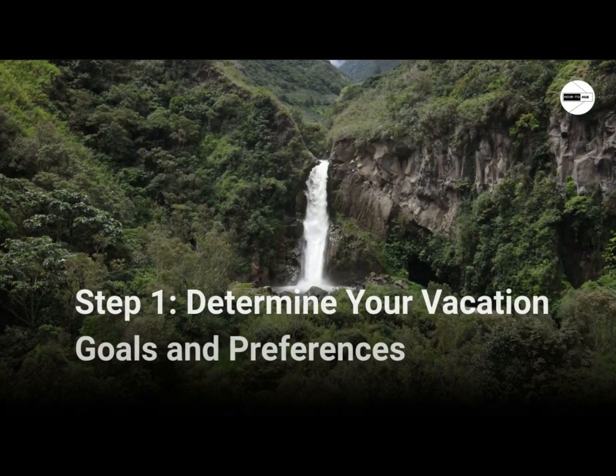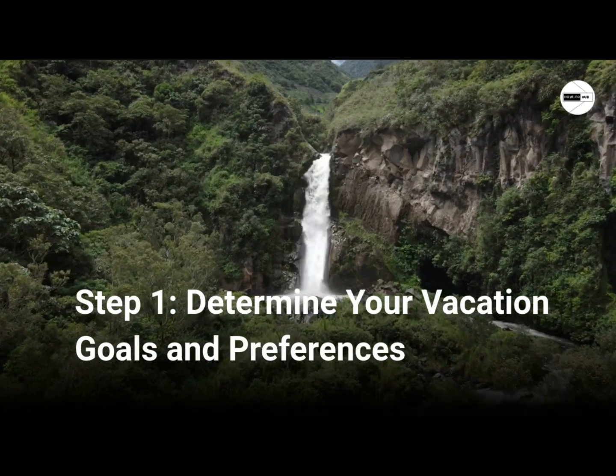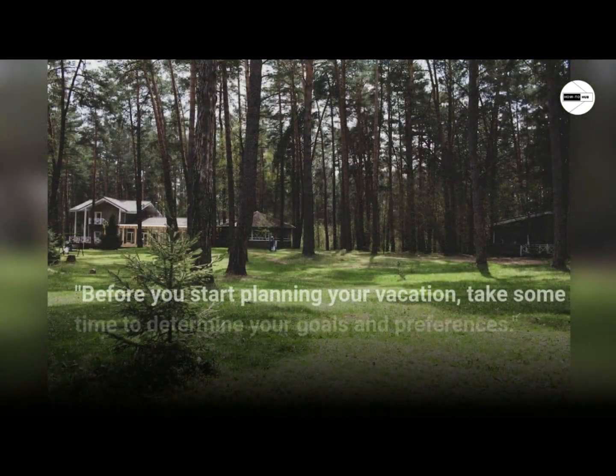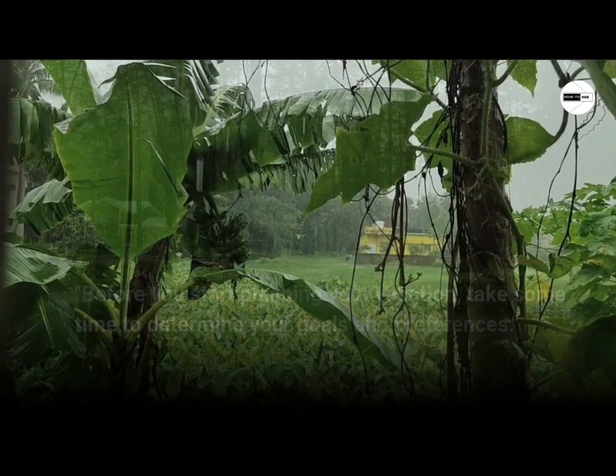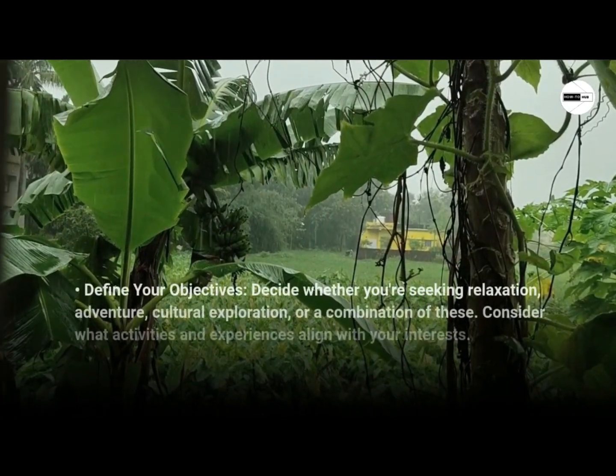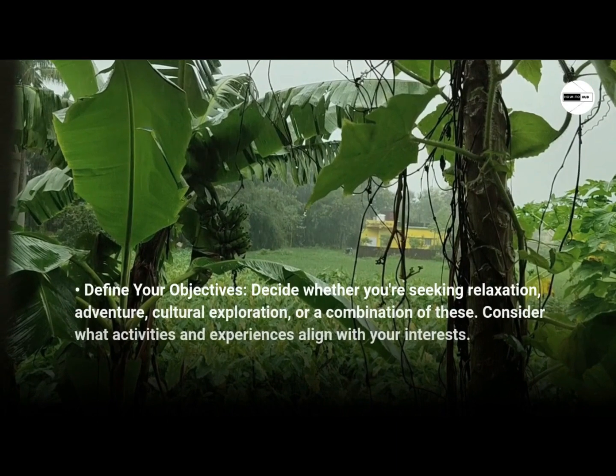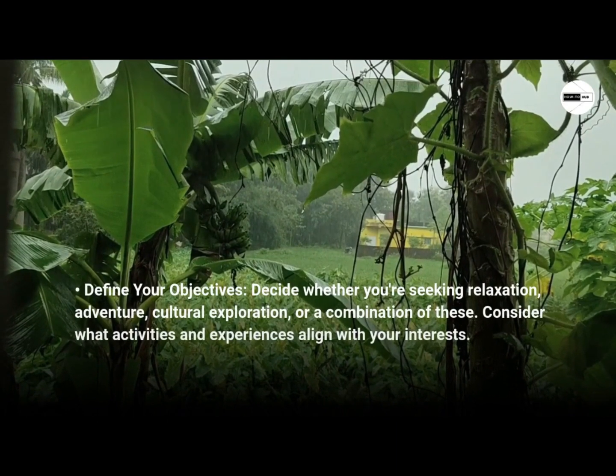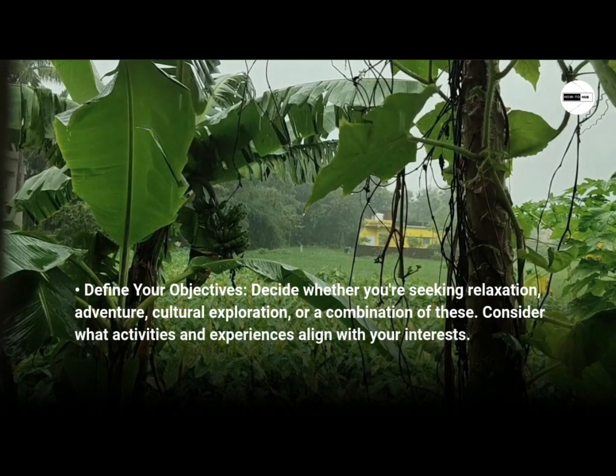Step 1. Determine your vacation goals and preferences. Before you start planning your vacation, take some time to determine your goals and preferences. Define your objectives. Decide whether you're seeking relaxation, adventure, cultural exploration, or a combination of these. Consider what activities and experiences align with your interests.